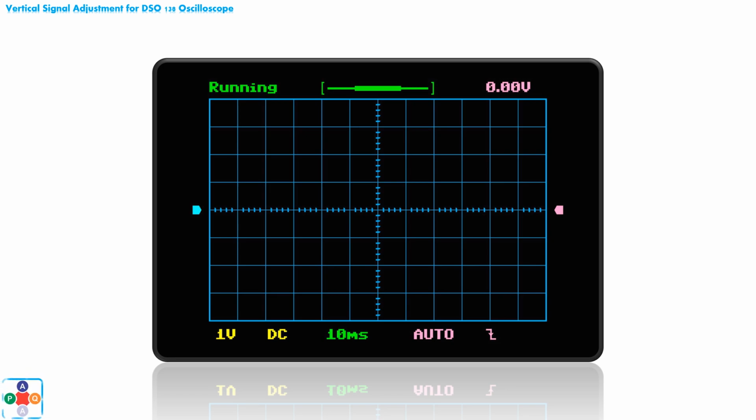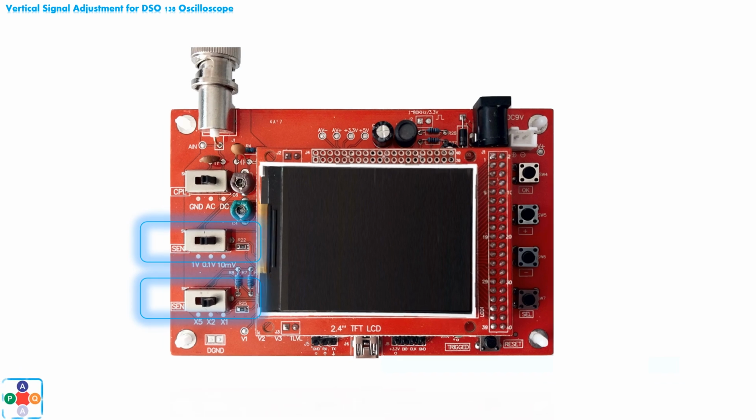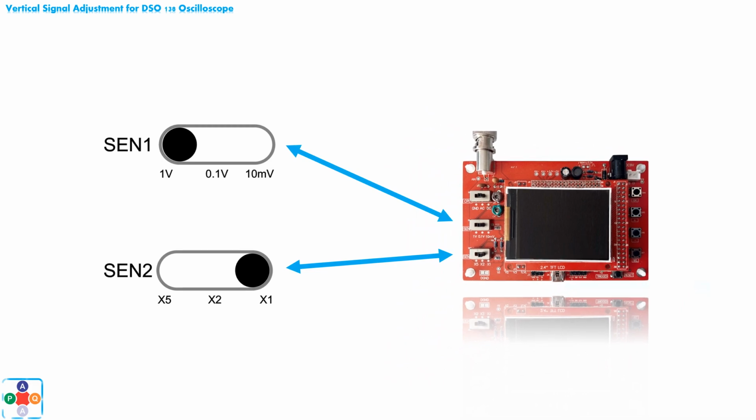To facilitate this, we will use two switches on our oscilloscope board marked SEN1 and SEN2. When displaying a signal, both of these switches work in tandem to scale up, or down, the height of the signal, to best fit the display. So, let's set up our oscilloscope board, and set the SEN1 switch to the far left position, to 1 volt, and the SEN2 switch to the far right position, marked X1.